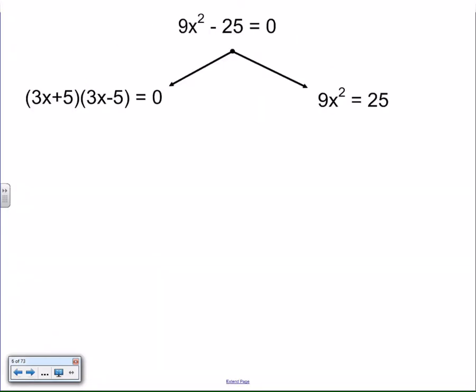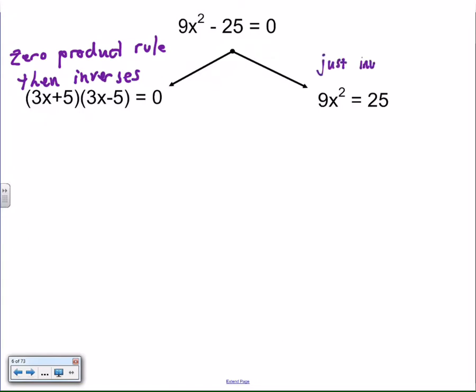I would like to point out that in some special cases, we can use inverses or factoring to solve certain kinds of quadratic equations. This one is a difference of squares, so I could use the factoring format, in which case I get factors, and I use the zero product rule to solve, and then I'll apply inverses. On the flip side, I could just set one perfect square equal to another perfect square and just use inverses with no zero product rule.